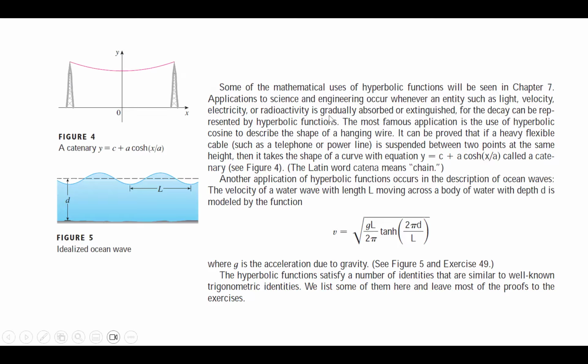So there it is. It says in engineering, whenever we encounter light, velocity, electricity, radioactivity, we think about hyperbolic functions to model that behavior. In this case, the famous application is that a hyperbolic function describes a hanging wire. Any hanging wire can be approximated by a very flexible cable, such as a telephone pole or power line. It is the shape of this equation right here: y = c + a cosh(x/a). And it's called the catenary.